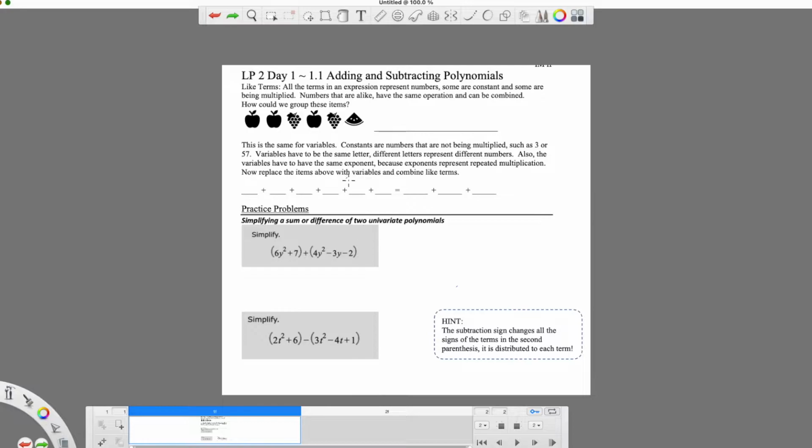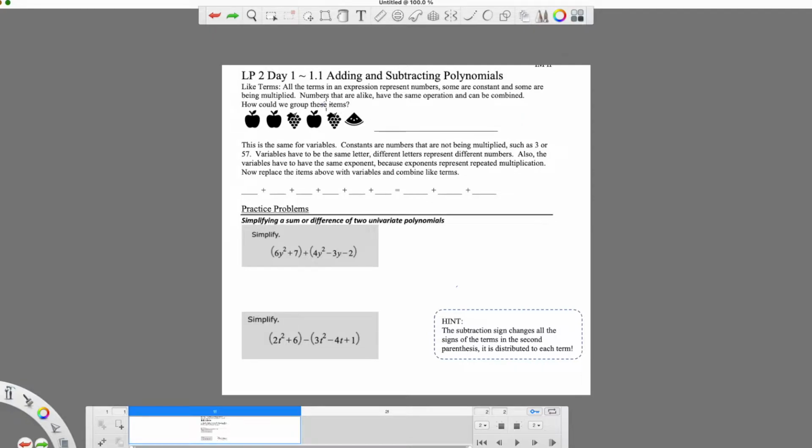All right, so in order to do that, let's review really quick what like terms mean. All the terms in an expression represent numbers. Remember, we were learning that on the last video. Some are constant and some are being multiplied. A constant number is something like 7 or 200. It's not being multiplied by anything, I just know what that number is. If it's being multiplied by something, now it has a variable next to it. So this means 7 times x, 200 times y. Okay, so that's all that means.